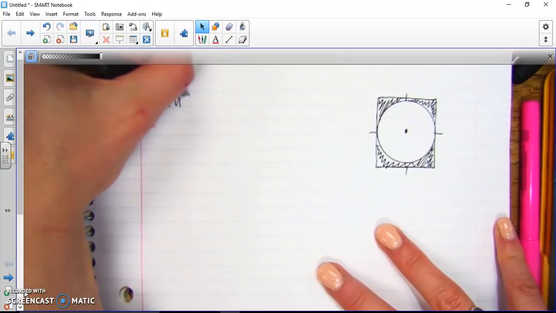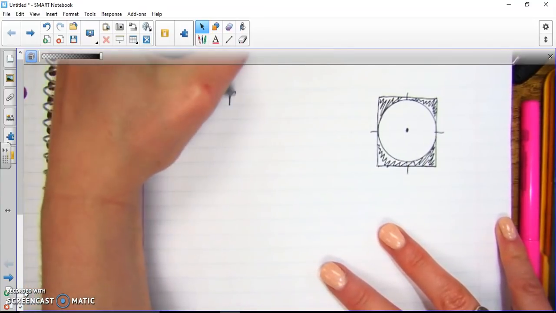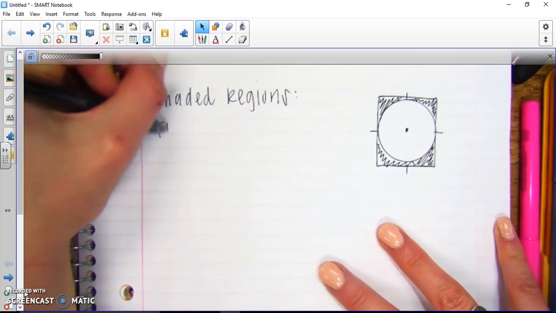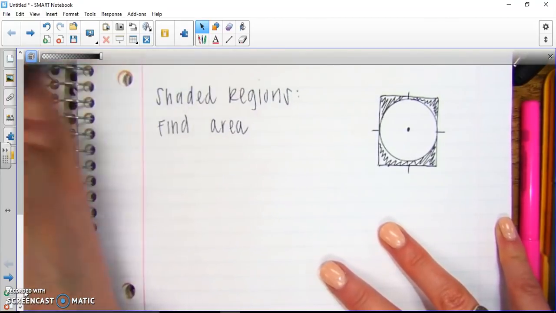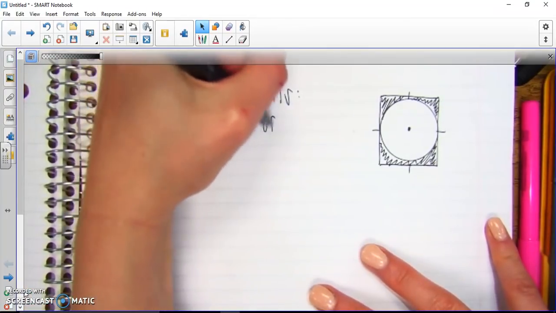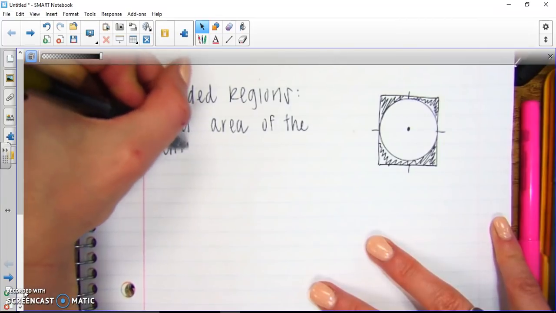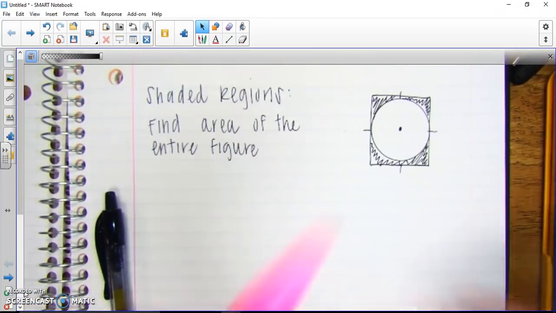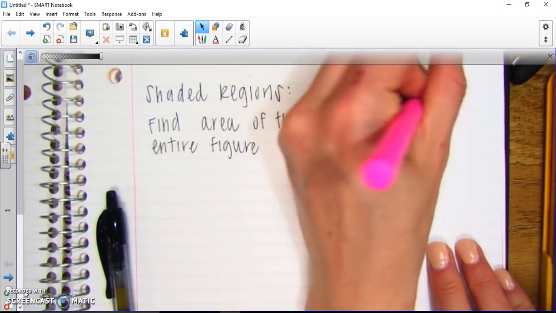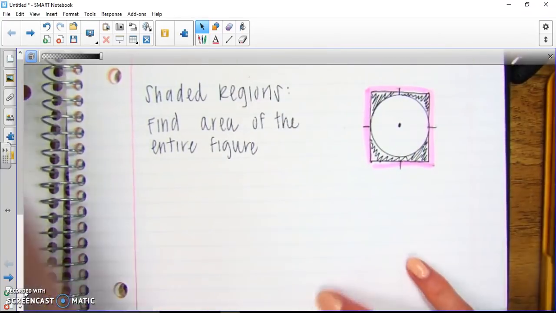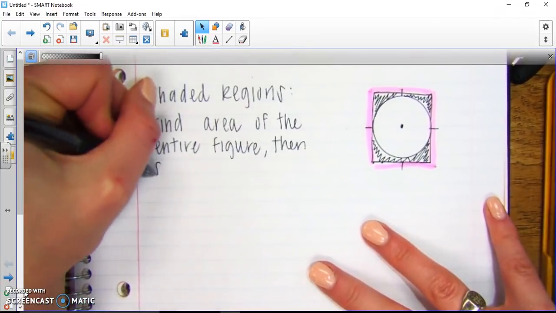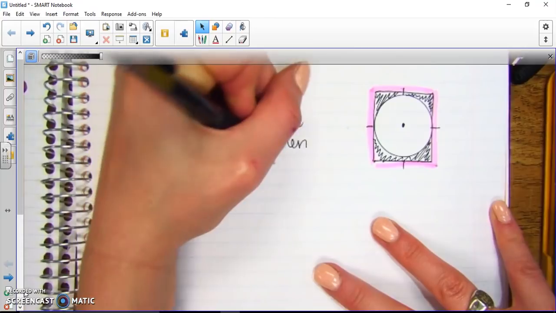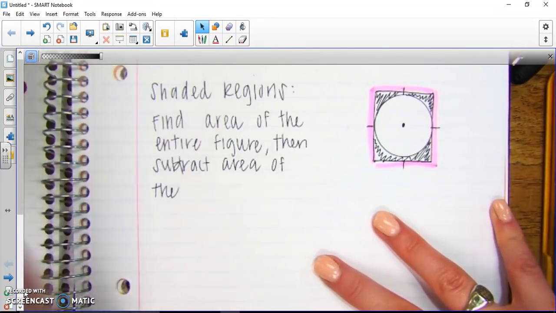So shaded regions is this type of question, so finding the area of a shaded region. So here's how we're going to find it. We're going to find the area of the total figure. So find area of the entire figure. So by that, I mean the area of this largest part, the area of this square. Then, once we find that area, we subtract the area of the non-shaded region.